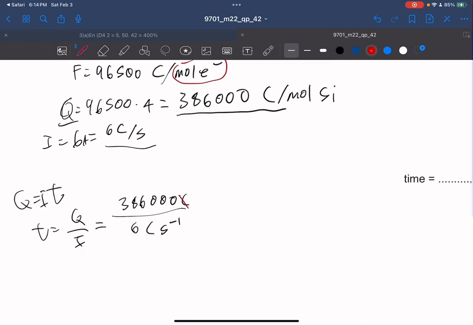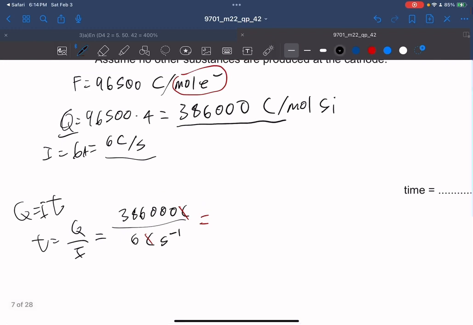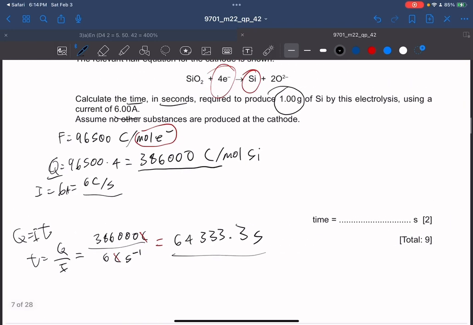So we're gonna cancel that. It's gonna take us 386,000 divided by 6. It's gonna take us 6,433.3 seconds to make 1 mole of silicon.